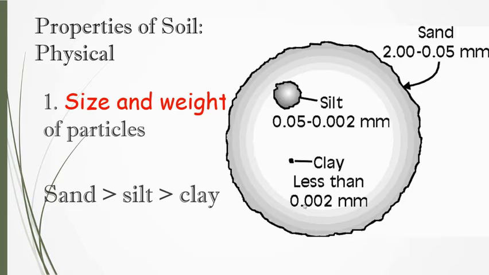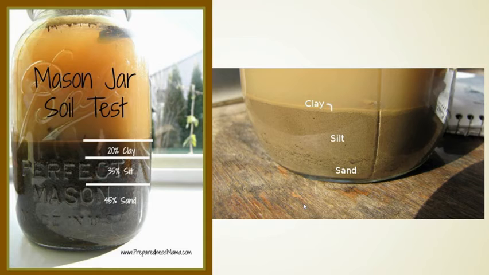So some physical properties of soil: the size and weight of particles. We're going to look at sand, silt, and clay primarily, where sand is larger than silt, which is larger than clay. And we're going to do a soil test using a mason jar. When we do it, it'll look something like this. This will be a good reference to come back to be able to tell the difference between the clay and the silt and the sand in the mason jar. So the size of the particles is a property of the soil.